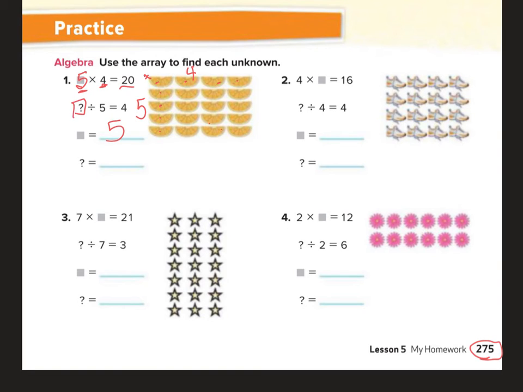And my question mark, something divided by 5 is 4. Well, the biggest number needs to come first, so I'm going to put that 20 there.